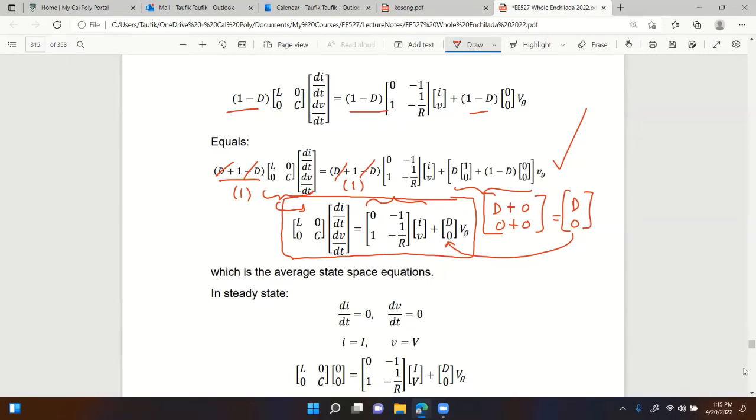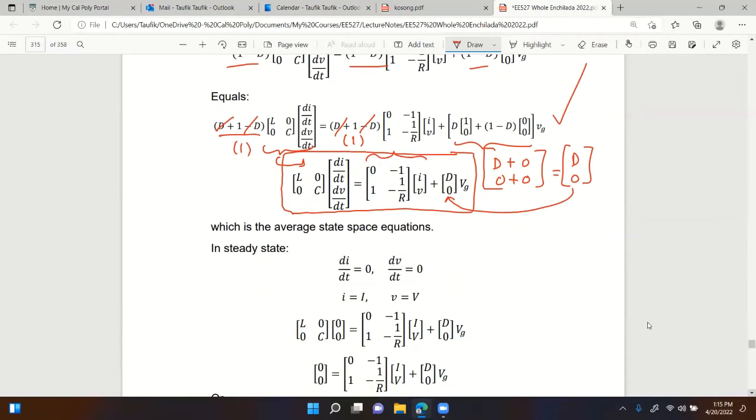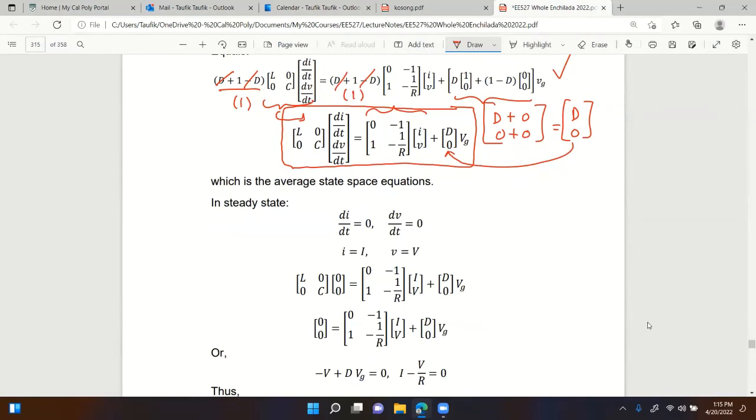So that in steady state, to prove that this equation is correct, in steady state, di over dt would be, not constant, sorry, basically no more changes. So therefore, di dt would be 0 in steady state. And then dv dt, no more changes, so therefore dv dt is going to be equal to 0. If that is the case, then go ahead and plug in 0 to di dt and plug in 0 to dv dt. Go ahead and do that.